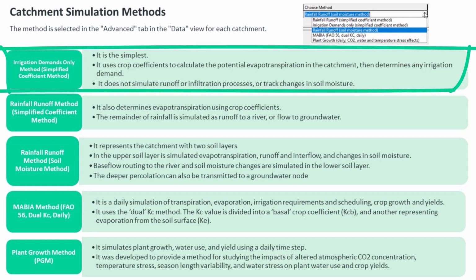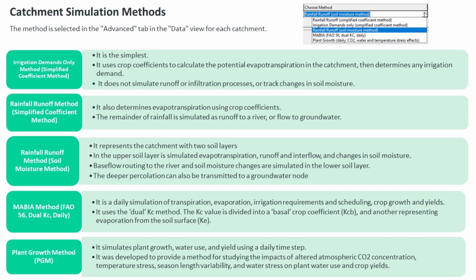The irrigation demands only method, simplified coefficient method, is the simplest method. It uses crop coefficients to calculate the potential evapotranspiration in the catchment, then determines any irrigation demand required to fulfill that proportion of the evapotranspiration requirement that rainfall cannot meet. It does not simulate runoff infiltration processes or track changes in soil moisture.